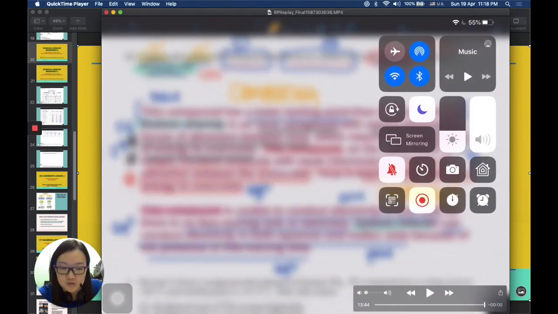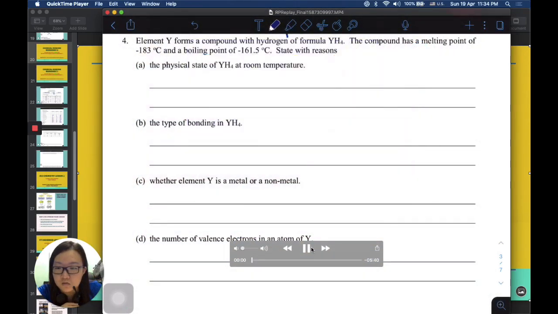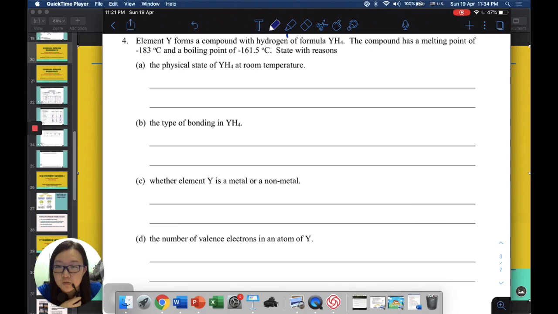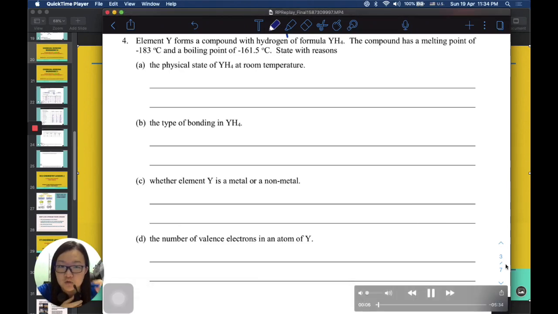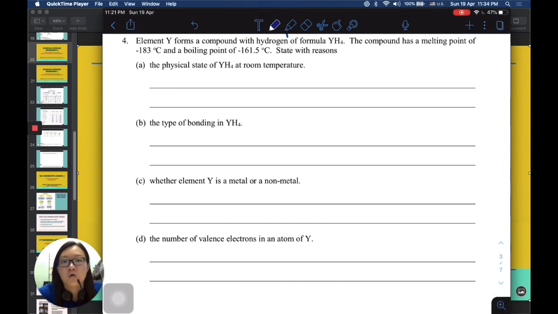Next question. Let's look at question 4. We have element Y, which forms a compound with hydrogen of formula YH4. This compound has a melting point of negative 183 degrees Celsius and a boiling point of negative 161.5 degrees Celsius. You need to state with reasons for the 4 questions, A, B, C, and D. Part A, the physical state of the compound at room temperature. At this point, you need to first know that the scientific room temperature value is 25 degrees Celsius. This one is a given.